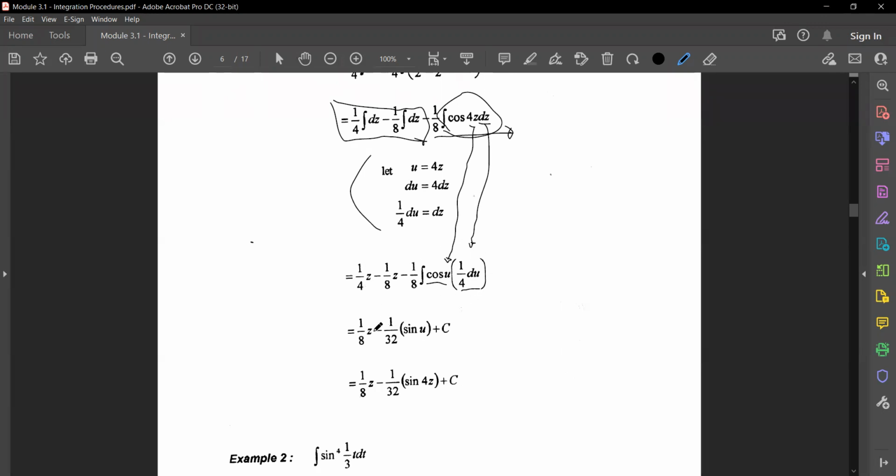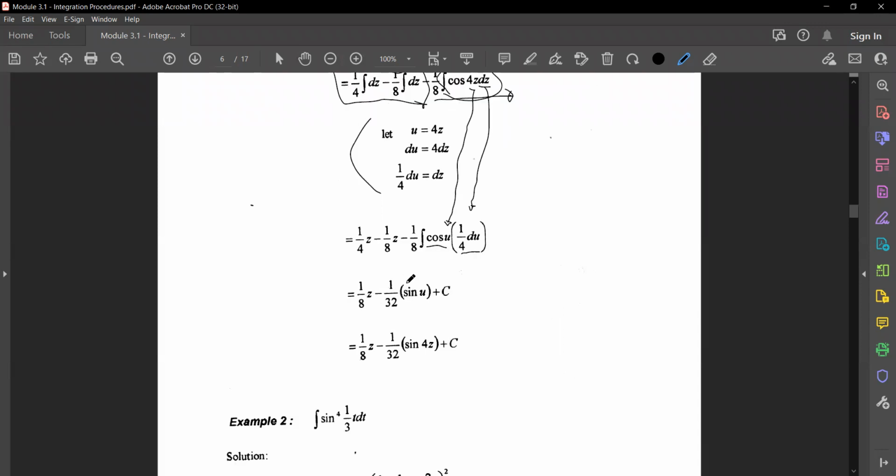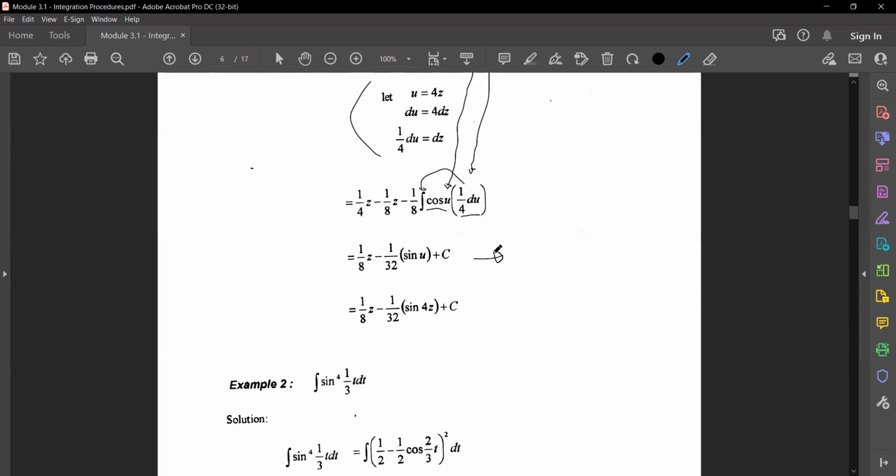So this will be 1/8z minus 1/32 sine u. This is now the integral of cosine u, which is sine u. Right? This is just multiplied, we took it out. That is 1/8 times 1/4. You will now have your 1/32. Then you will now have your general formula.